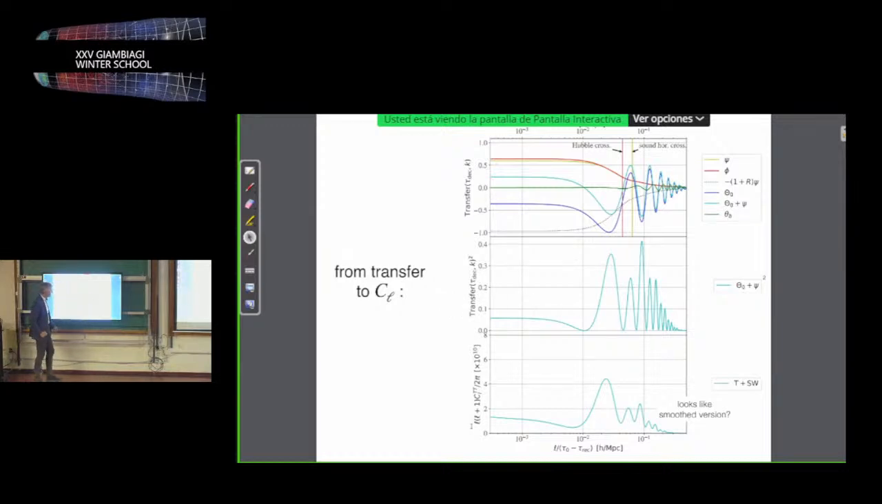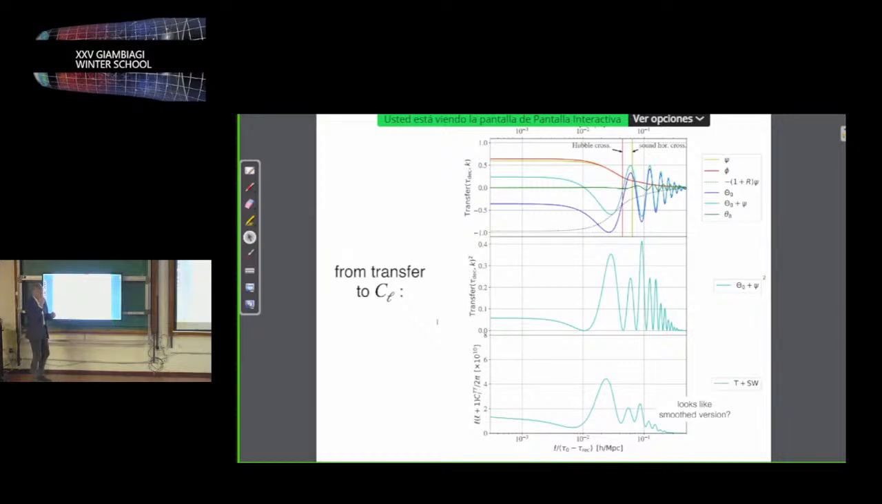Is it the case? The transfer functions are constant on super-Hubble scales. So they contribute to a constant L(L+1) C_L on small l, and this is called the Sachs-Wolfe plateau. And here you directly see the pattern generated by inflation, because the transfer function is trivial, so you directly see your primordial spectrum. This is horizontal because inflation generates a nearly scale-invariant spectrum.